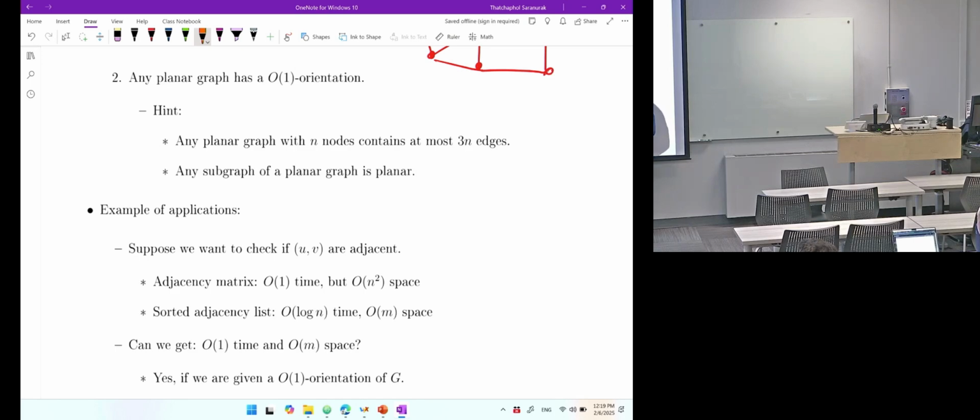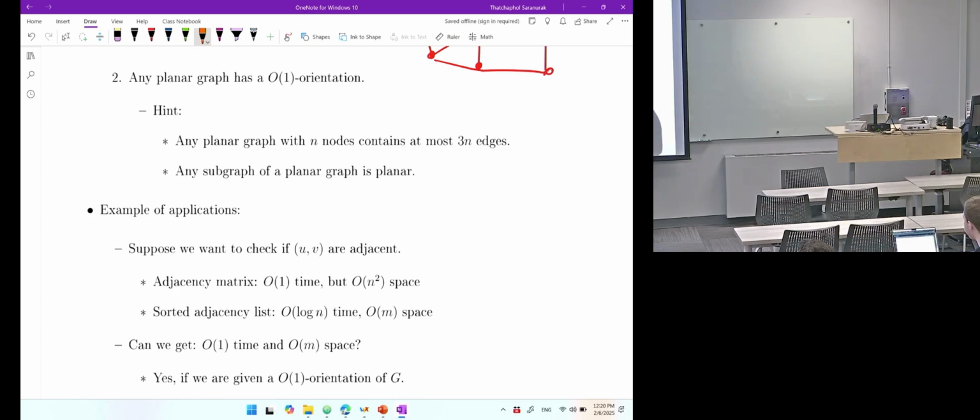Okay. There are 2 standard ways to represent the graph. One is to use an adjacency matrix. Right? In this case, you can check if U and V are adjacent in constant time, but the space that you need is n squared. N squared can be much bigger than m, the number of edges, if the graph is sparse.